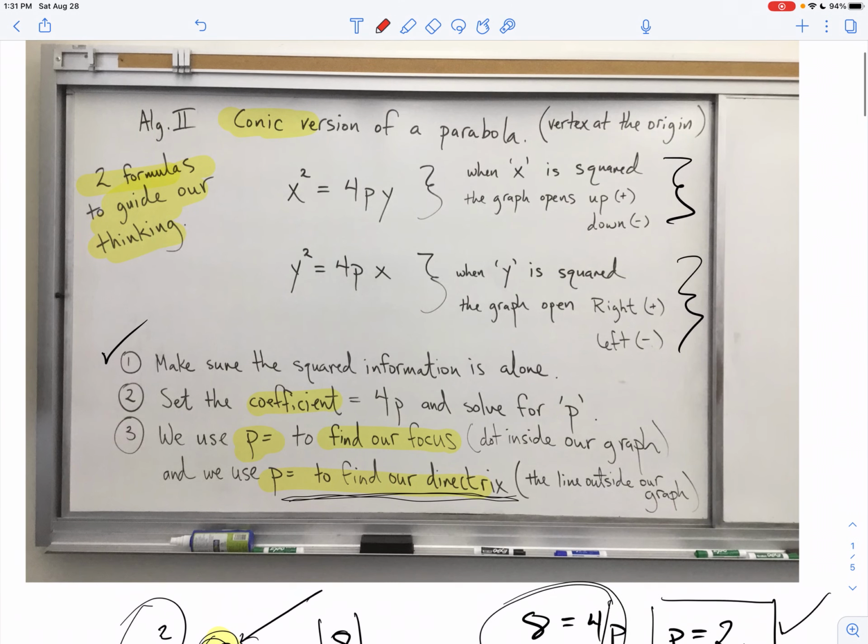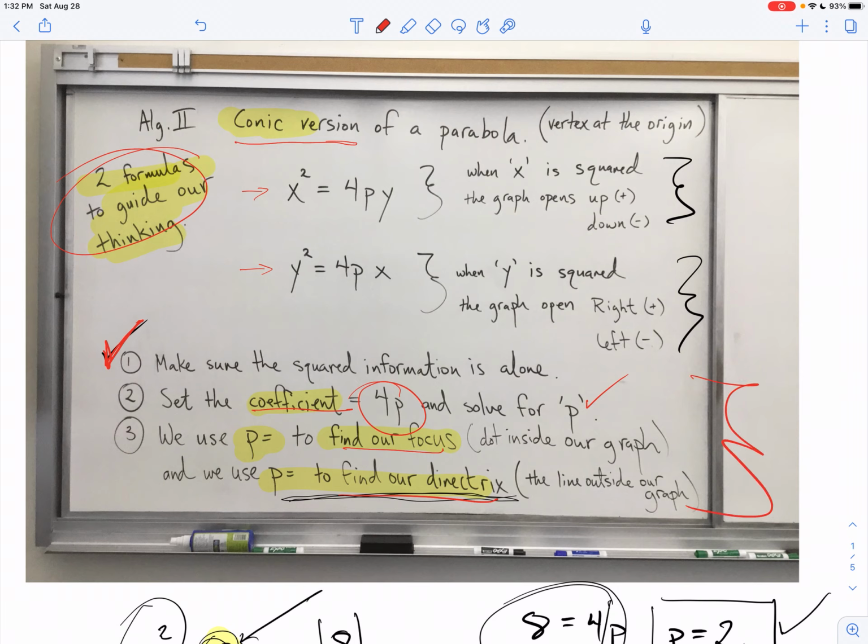So, remember, this is called the conic version of a parabola. There are two formulas. This guy is when it's going to open up or down. This guy is when it's going to open right or left. But we can't do anything unless the squared stuff is by itself to begin with. So my very last example, I had to do something to get it like that. Whatever that coefficient is, whether it's a pretty number or an ugly number, that coefficient, I set it equal to 4p, and I got to figure out what p is. Once I know what p is, I can find the focus, I can find the directrix.